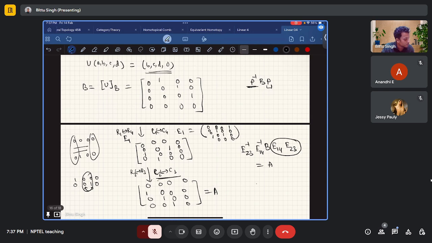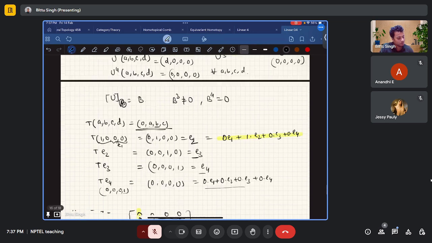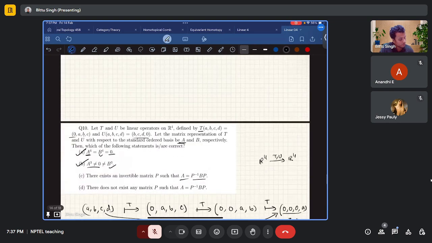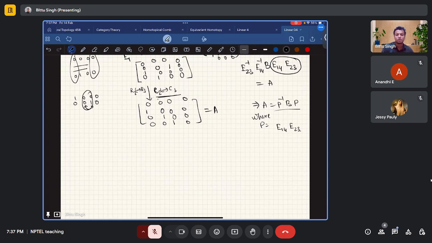So A can be written as P inverse BP, where P is same as this E14 E23. So it is clear that those two matrices A and B are actually similar matrices. Therefore, we can write A as P inverse BP. There exists an invertible matrix, we have already found that invertible matrix, such that A is P inverse BP. So this is also correct.